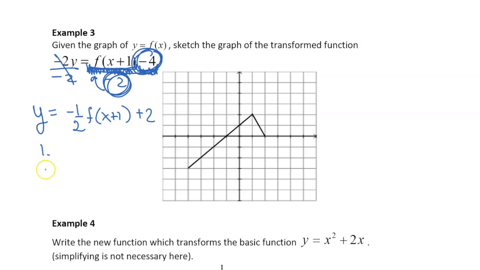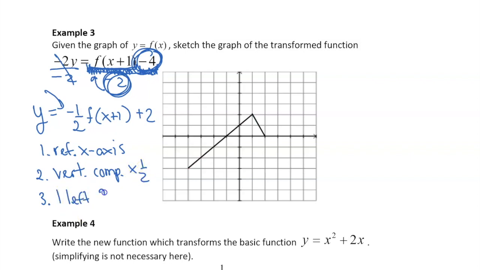Let's label what's going on. We have 1, 2, 3 things. There's a negative in front of our function, so that means that we're going to be reflecting over the x-axis. The 1/2 tells us that we have a vertical compression by a factor of 1/2, and then we're going to go 1 left and 2 up.